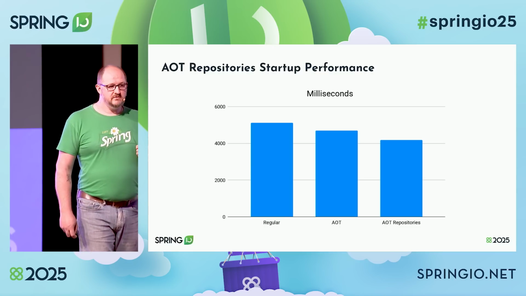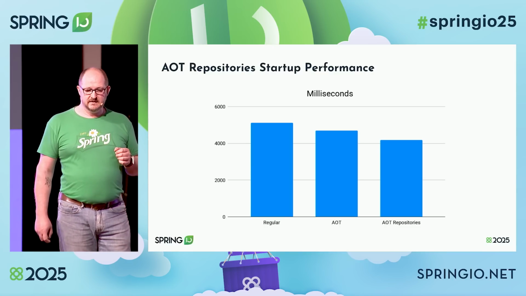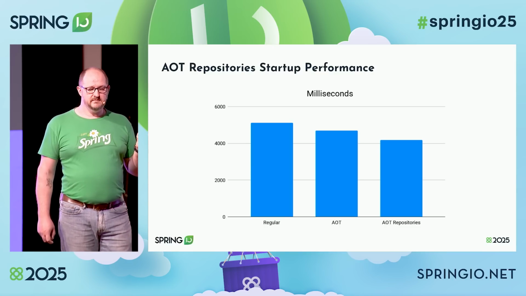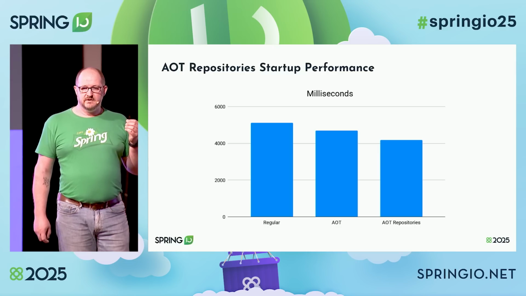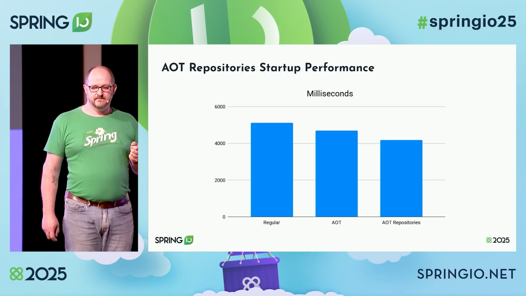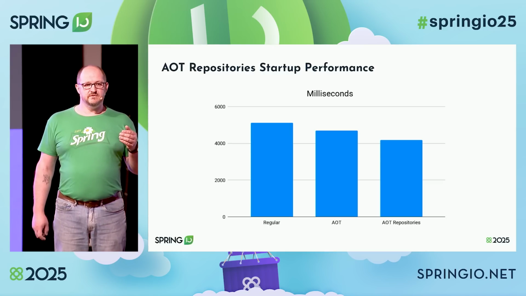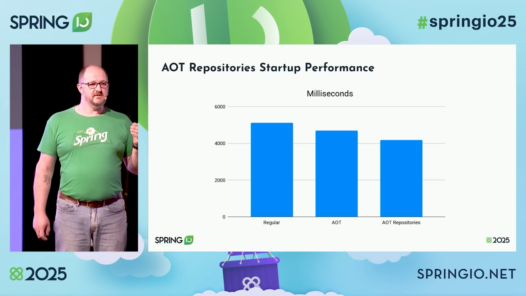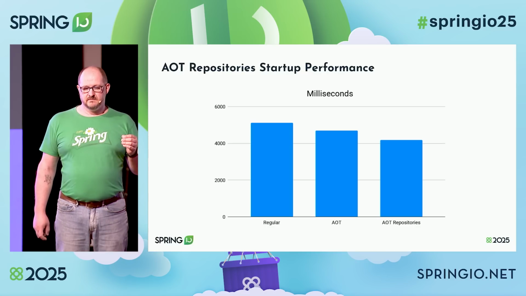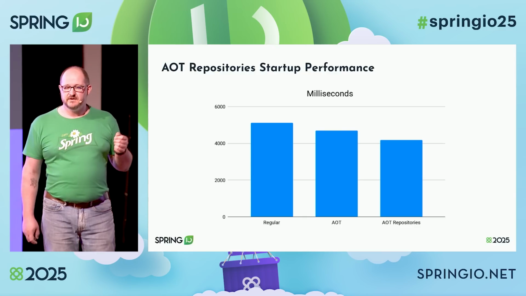Moritz was already talking about AOT optimizations, right? And if you enable AOT optimizations, then you already get pretty awesome performance. Enabling AOT repositories with JPA reduces your application startup time by another 10%. And if you went for Project Leyden with this 1 second startup time, enabling AOT repositories, you get consistent sub-second startup times with JPA. And I think this is pretty exciting.